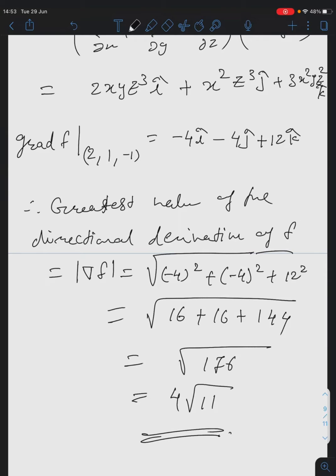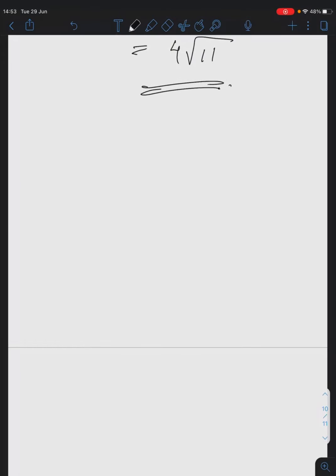Now sometimes you need to find the directional derivative of a given function along the tangent to some curves. That is, the curves will be in parametric form, x in t, y in t, z in t at a given point. Let us see how you will solve the problem then.